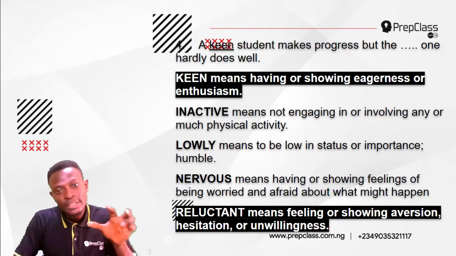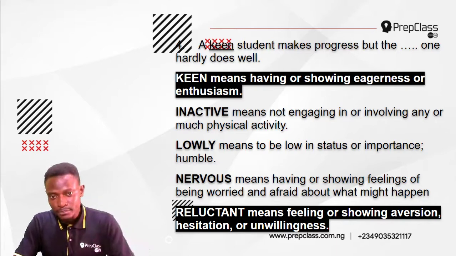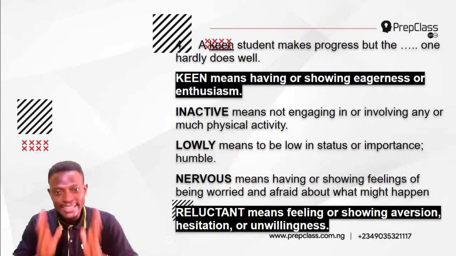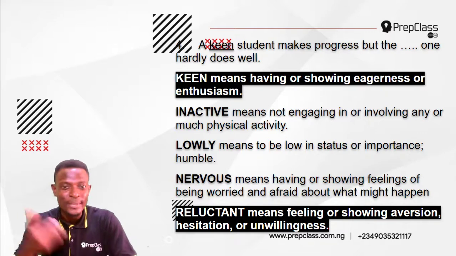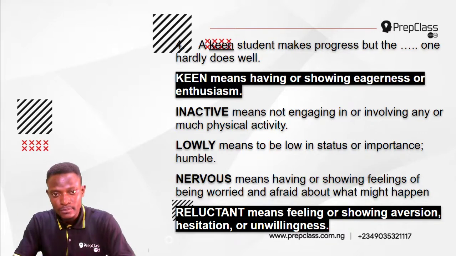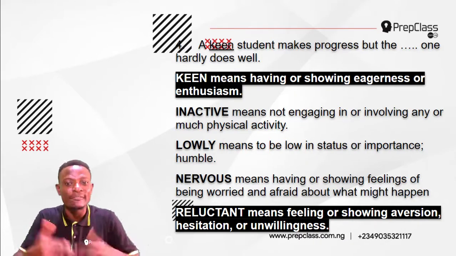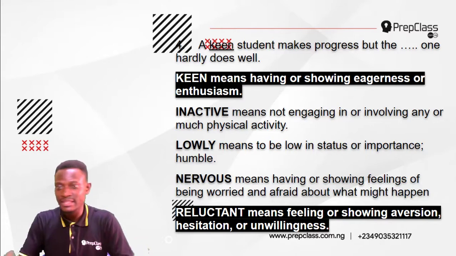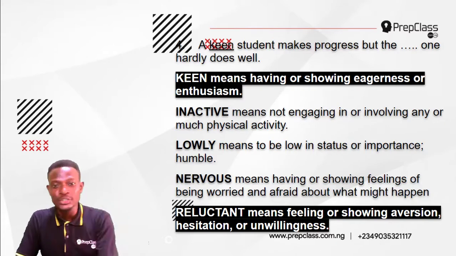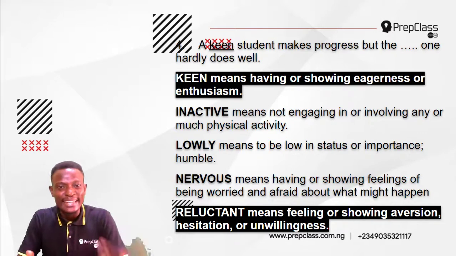Option B, lowly. Lowly means to be low in status or importance, to be humble. Option C, nervous. Nervous means having or showing feelings of being worried and afraid about what might happen. Option D, reluctant. Reluctant means feeling or showing aversion. Aversion means dislike. Feeling or showing aversion, hesitation, or unwillingness. Now, the opposite in meaning to keen is reluctant.